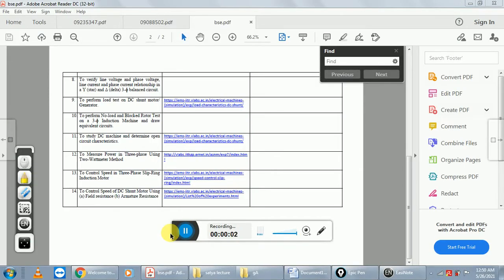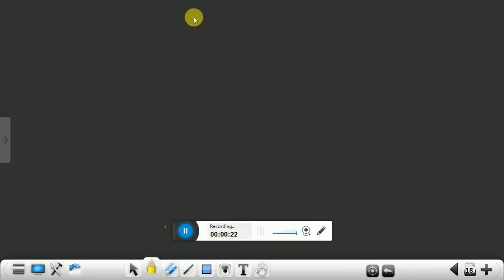Hello everyone, move to the next experiment. So our next experiment is to control the speed of a DC shunt motor using field resistance and armature resistance control. Okay, DC speed control, basically speed control is possible in a DC motor.